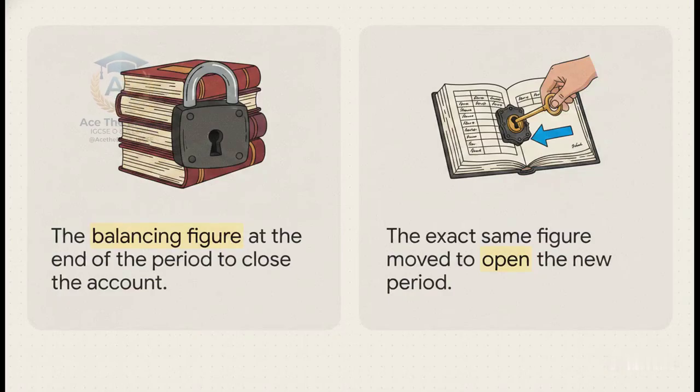Let's zero in on Step 3 for just a second, because this is a classic trap. So many students mix up the precise difference between balance brought down and balance carried down in their T accounts. Here's the deal. The balance carried down is the balancing figure at the end of the period to close the account. The balance brought down is that exact same figure moved to the completely opposite side to open the new period. Getting this backwards is an unforced error, and it's totally avoidable.